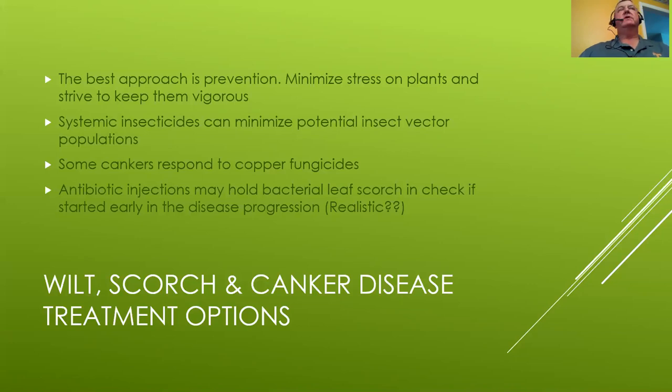For bacterial leaf scorch and other bacterial diseases, there may be some benefit from injecting the tree with an antibiotic. And there are services, pesticide applicators that can do that and maybe hold it in check, but it doesn't cure it. It would probably need to start at the onset of the disease in order to stop its progression. And it would have to be done on a somewhat regular basis in order to, again, keep that disease in check, because it's not going to cure it. And that may turn into a terribly expensive option. So probably the best thing is to try to keep those trees vigorous in the first place so that their natural defenses are working as they should.